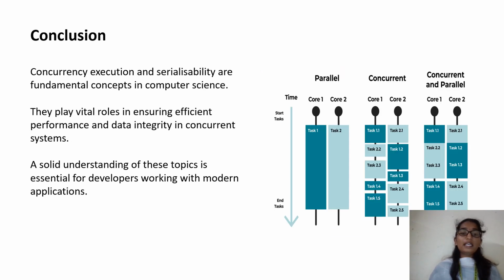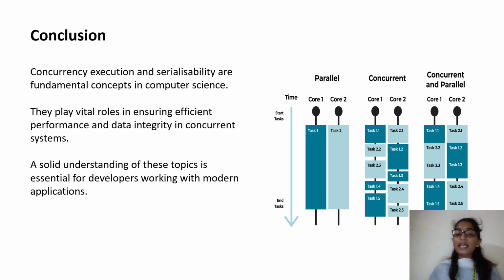Conclusion. Concurrency, execution, and serializability are fundamental concepts in computer science. They play vital roles in ensuring efficient performance and data integrity in concurrent systems. A solid understanding of these topics is essential for developers working with modern applications.